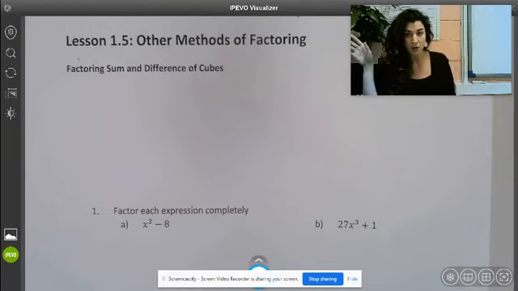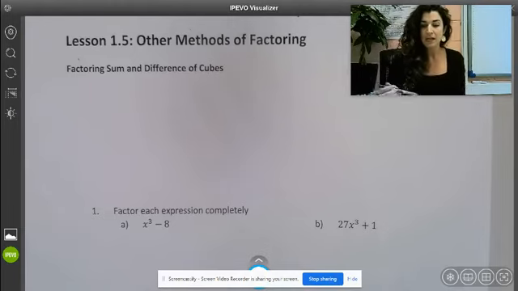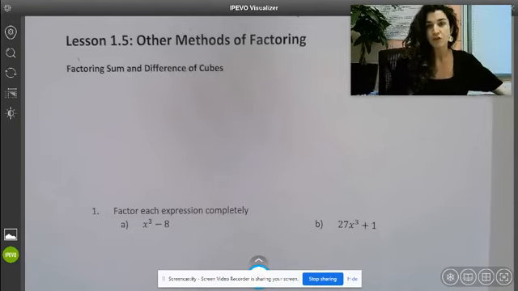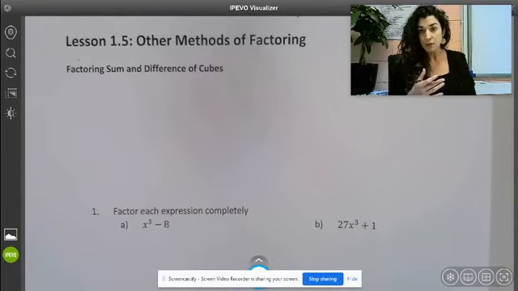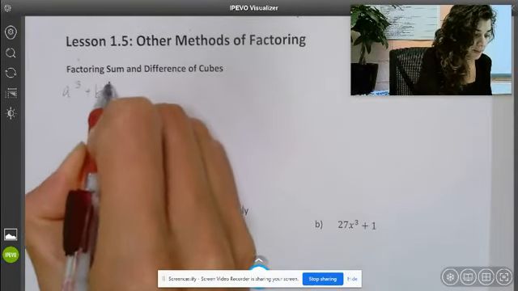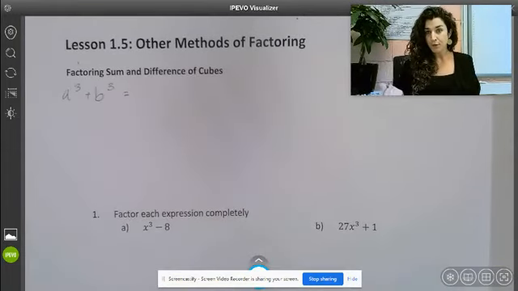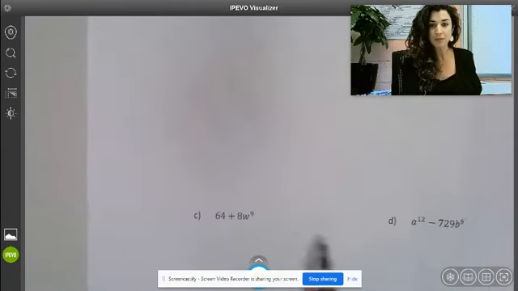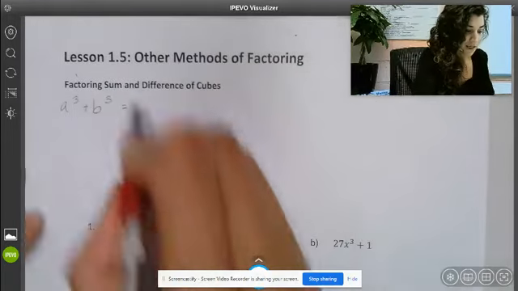So a nice alarm bell that should be going off for you is when there are two terms instead of three, and to do difference of two perfect squares. However, you can also have two terms that you factor out where both of them are perfect cubes. A cubed plus b cubed is the sum of two perfect cubes. And they could look like a lot of things. You can even see down below, we've got some perfect cube situations going on. But this is your general formula.